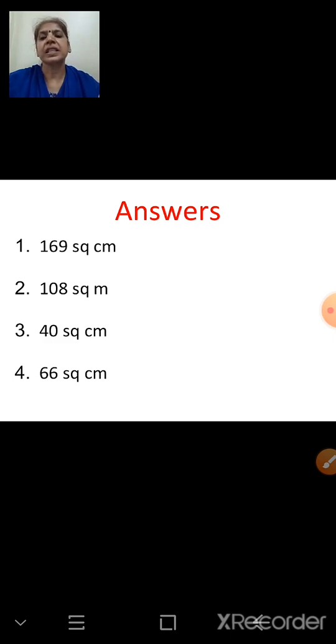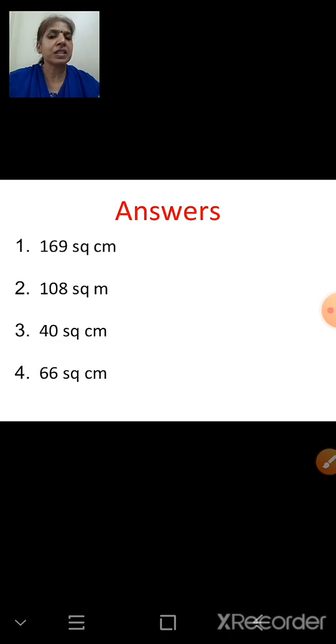Last answer is 66 square centimeter. Because sides forming right angle were 22 and 6. So half into 22 into 6. So you can divide 22 by 2, 11. 11 into 6. Or half divided by 6, 3. 22 into 3. So whatever way you do the calculation, it is 66 square centimeter.